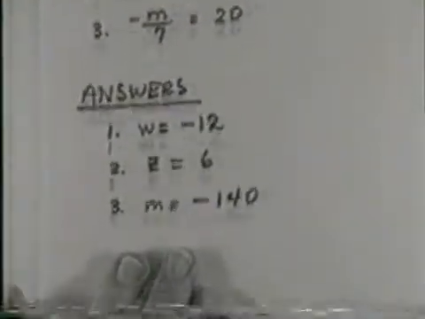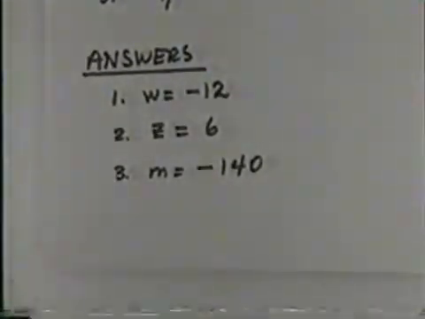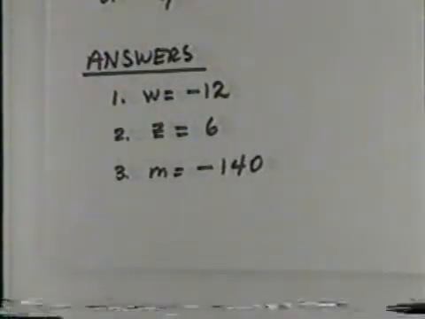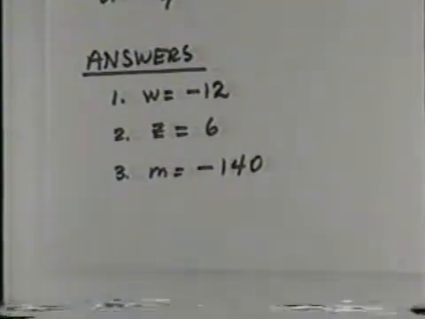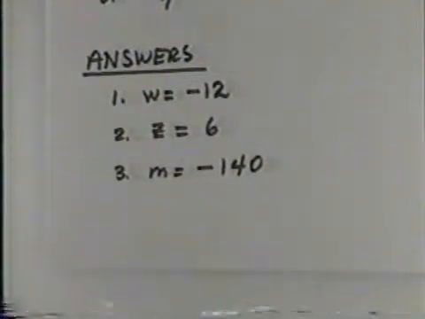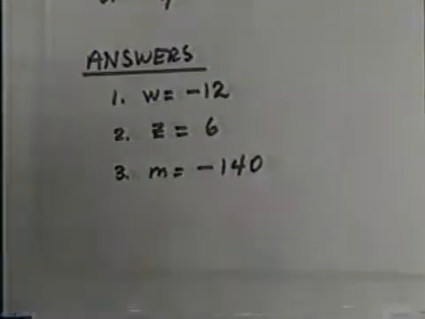Our answers are w is equal to negative 12, z is equal to 6, and m is equal to negative 140. If you missed any of these, be sure to mark your paper, try to check them yourself, try to correct them yourself. If you can't, then ask for help.